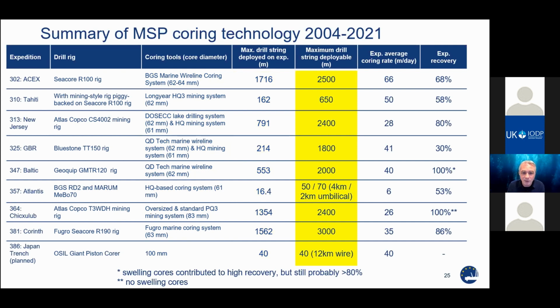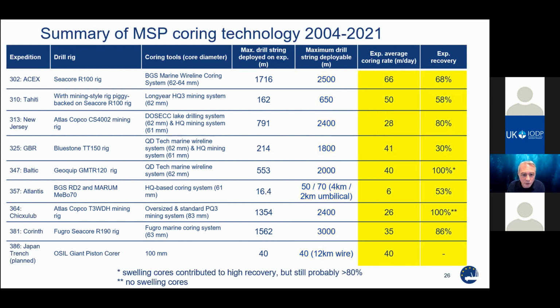However, in all cases, we didn't fully utilize the maximum drill string deployable by the coring system. This is shown in column 5, which I think will be of more interest to the proponents. The maximum drill string deployment is controlled by the strength and the capacity of the rig, which in turn controls the maximum penetration that can be achieved. And you can see that there is a variation in the maximum drill string length, but I want to come back to these figures in a summary table later.